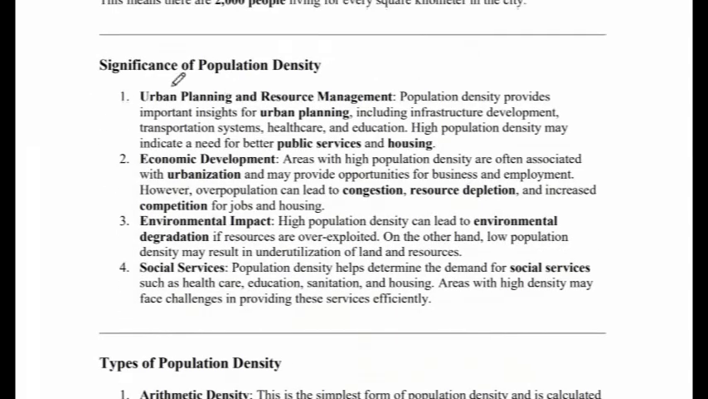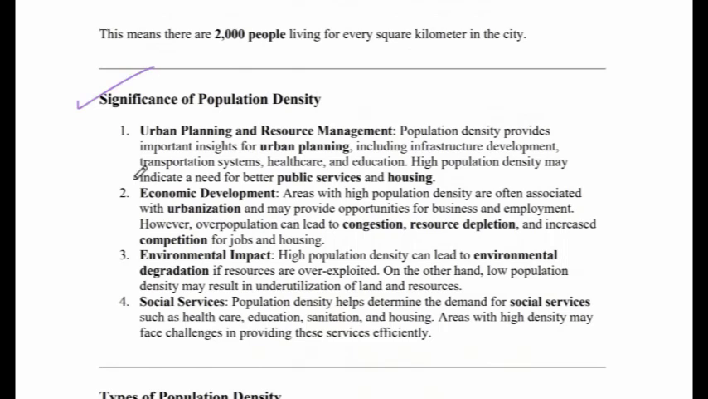ऑलराइट, इसका फायदा क्या है? What are significance of population density? तो एक तो अर्बन प्लानिंग कर सकता है गवर्नमेंट, लोकल म्यूनिसिपैलिटी. तो अर्बन प्लानिंग एंड रिसोर्स मैनेजमेंट. Population density provides important insights for urban planning including infrastructure development, transportation systems, health care and education.